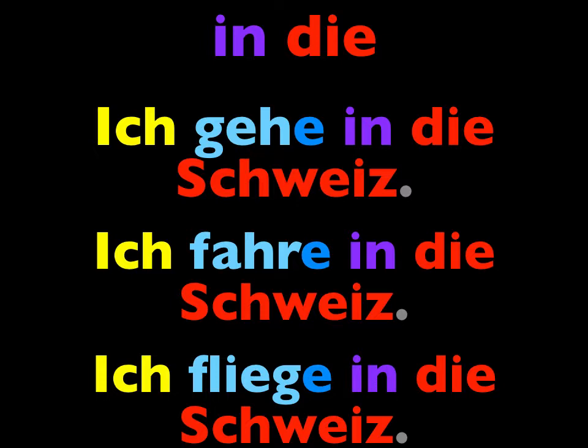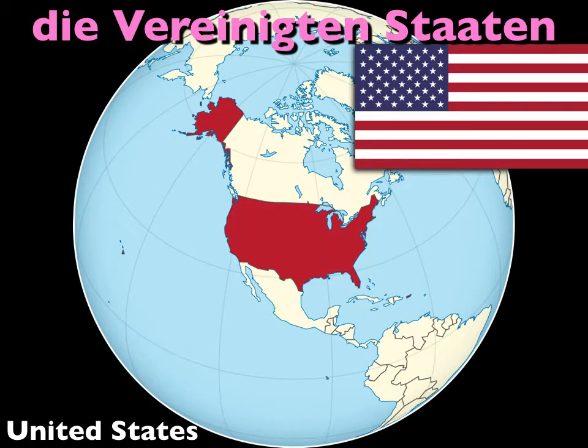Good. Now let's learn 8 more countries. Repeat each one twice. Die Vereinigten Staaten. Okay, that's a mouthful, which is why we often say, even in English, the USA. So German does the same thing. In German, it's die USA. Repeat that, die USA. And both are plural words.